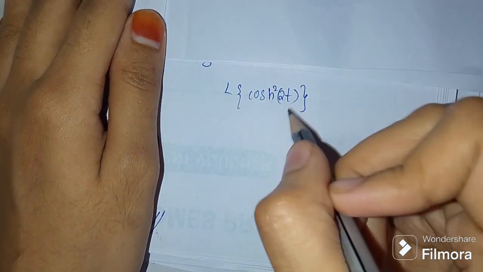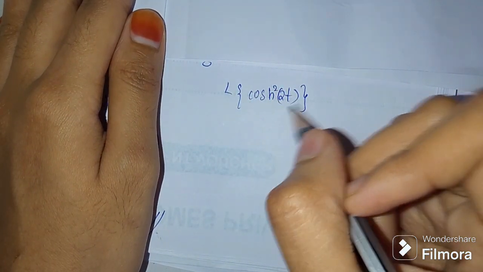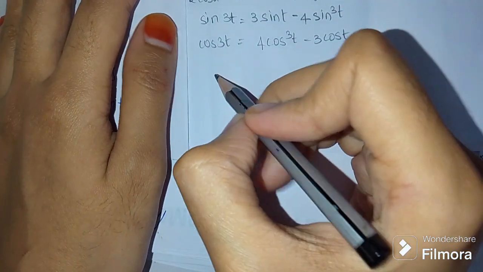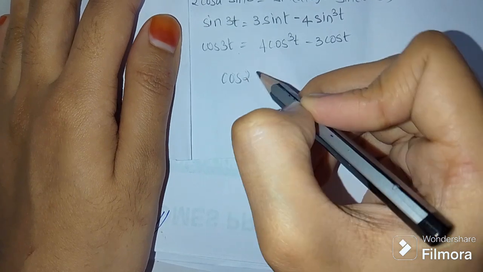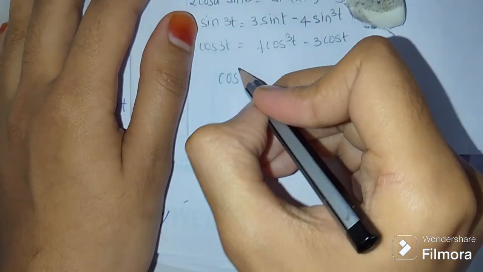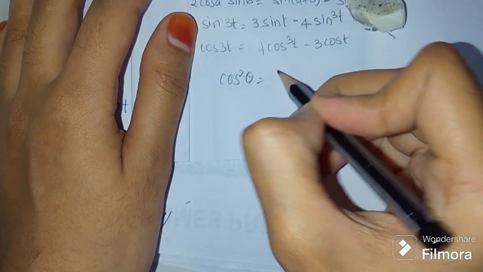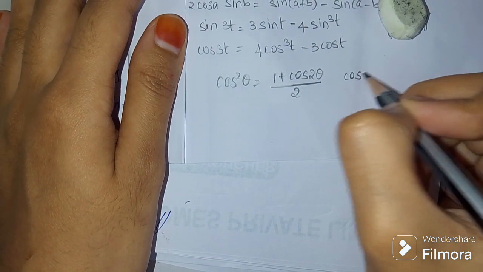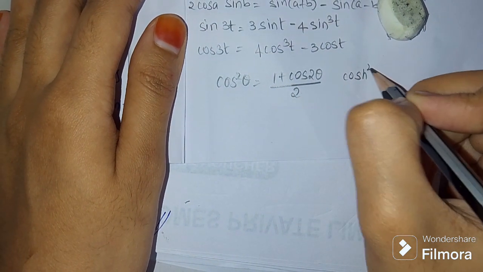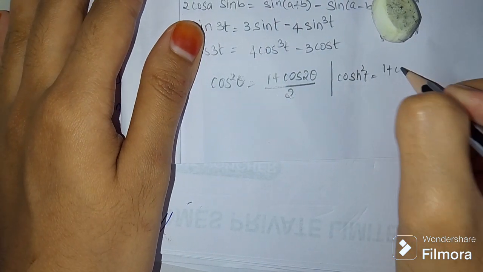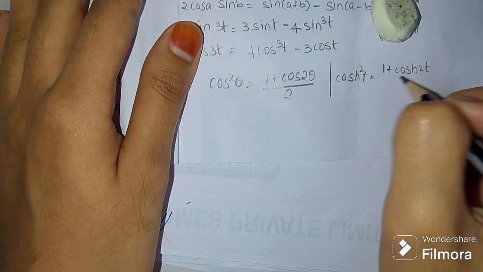So to solve this type of question also we'll use linear property. We need to create a plus symbol, so for that we'll use our formulas. What is the cos square theta formula? Cos square theta is 1 plus cos 2 theta by 2. In the same way, the cosh square t formula is also the same: 1 plus cosh 2t by 2.